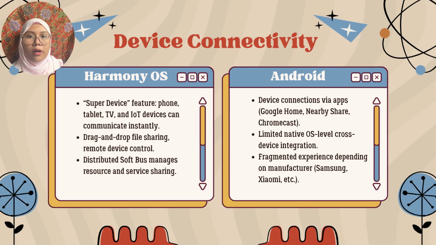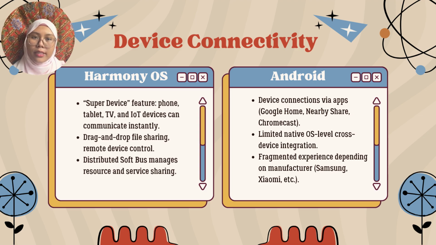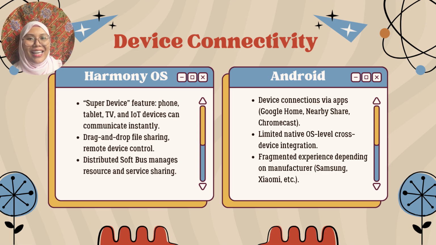Now let's talk about device connectivity. HarmonyOS introduced the super device features where phones, tablets, TV, and IoT devices can communicate instantly. Users can perform drag and drop, file sharing, and remotely control other devices. This is managed by the distributed soft bus, which handles resource and service sharing smoothly.